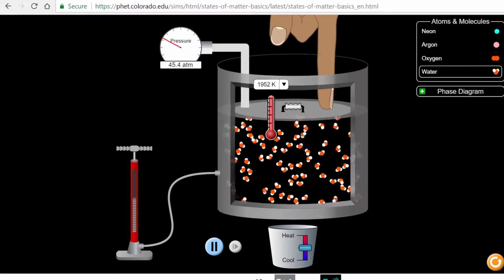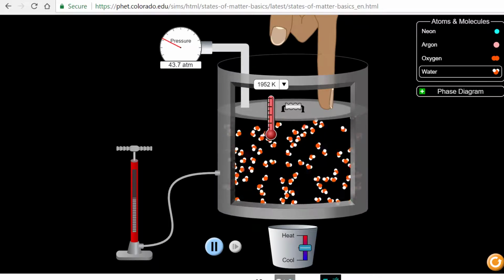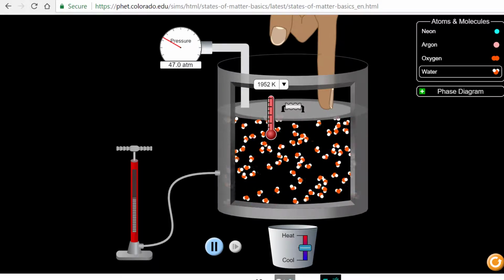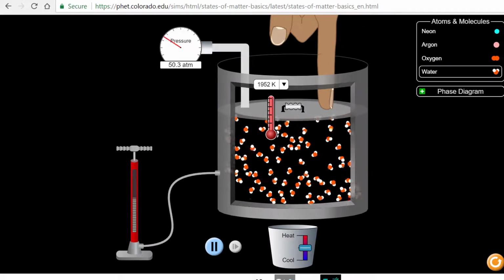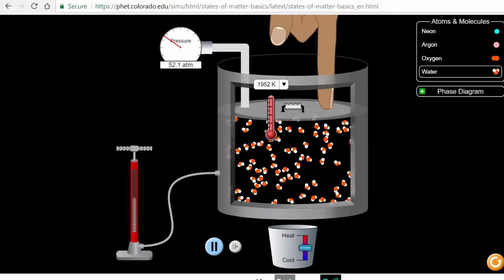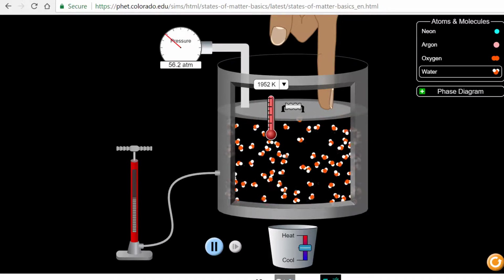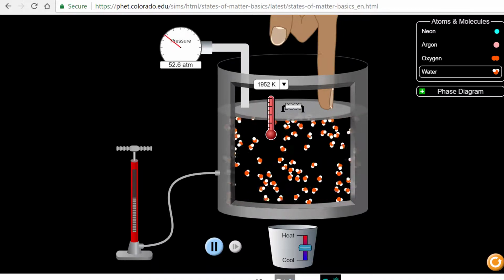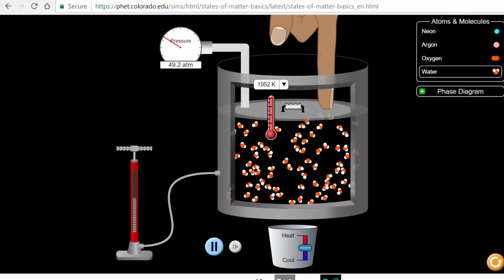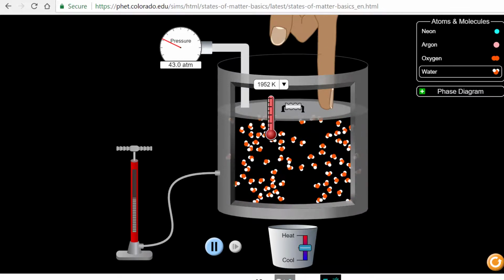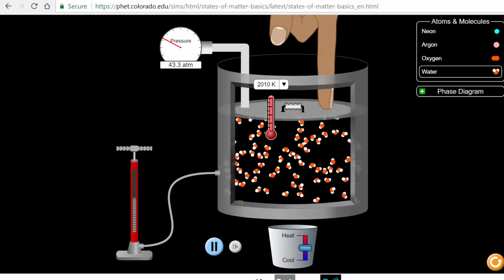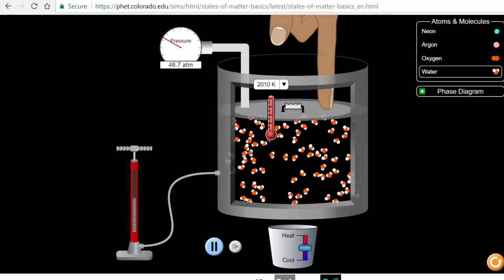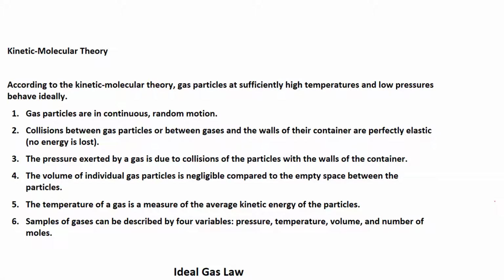Before we look at a specific example, let's look at this sample of gas molecules, which is water, contained in a container. We notice we can measure the temperature of whatever is inside this container, as well as the pressure. And notice the gas molecules are colliding against each other as well as against the wall, and that's what's causing the pressure. Now we have looked at how gas behaves ideally in a container. Let's look at the theory that explains the ideal gas law.